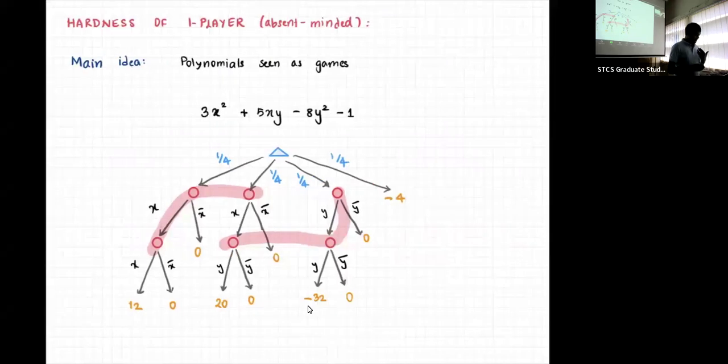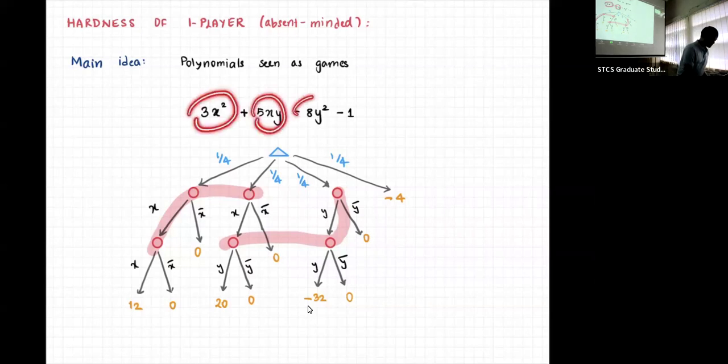Okay. So let me just briefly tell you about the other way, the hardness. So if I give you an existential sentence, how do I convert it into a game? And where is absent-mindedness coming into the picture? Okay. See, suppose I have a polynomial. This is given to you. Okay. I'm going to construct a game out of it.